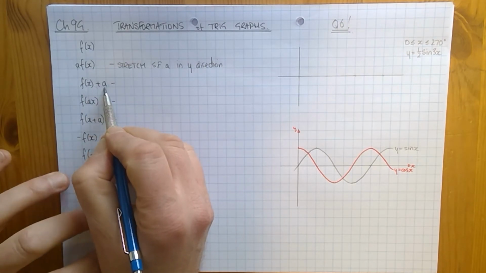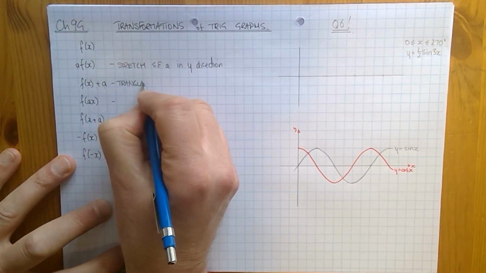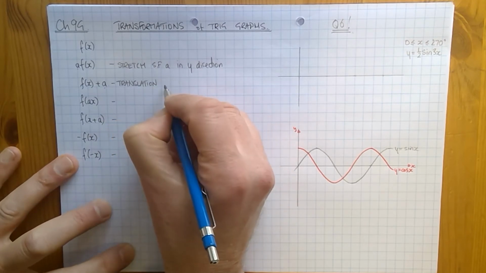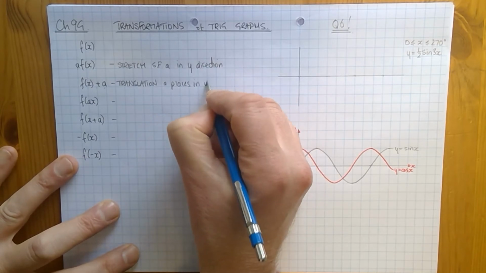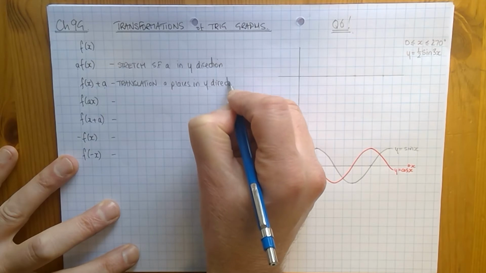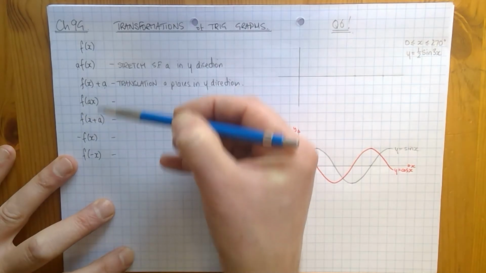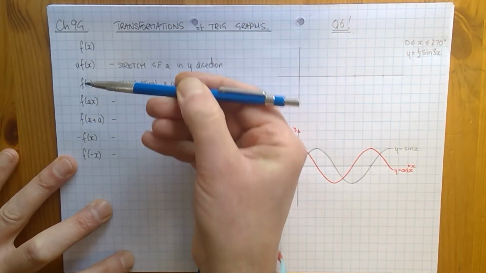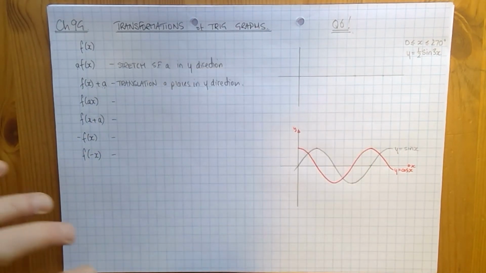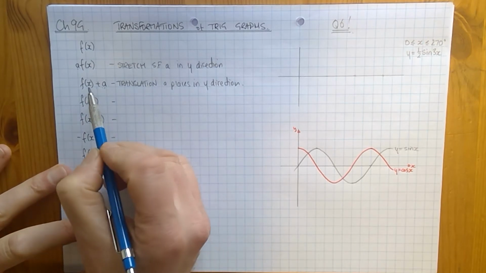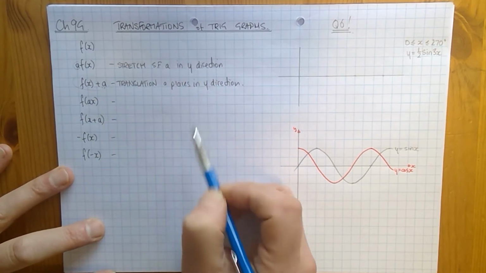This one, if I'm adding a value to the function, then I'm simply translating it. That's a translation a places in the y direction. So if a was 7, you simply move the graph up 7 places. If a was -2, you move it down 2 places. The whole graph, you don't stretch it, it doesn't change shape, it just changes position. It's a translation. Notice that these two, where the operation comes outside of the function, are in the y direction.